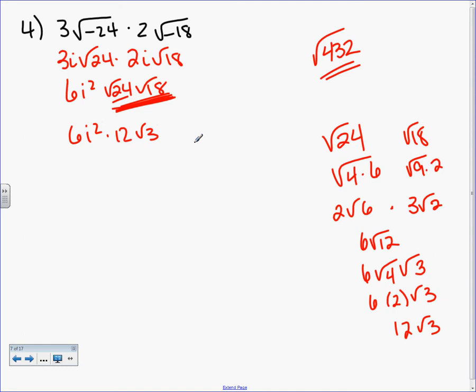I'm still not done, though. I'm going to do it this way instead. If it's a big number like that, I just start dividing by my perfect squares. Take 432 divided by, I don't do 1 because that's not helpful. Take 432 divided by 4.